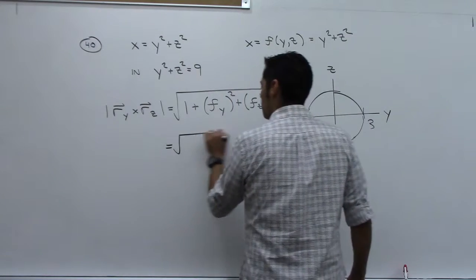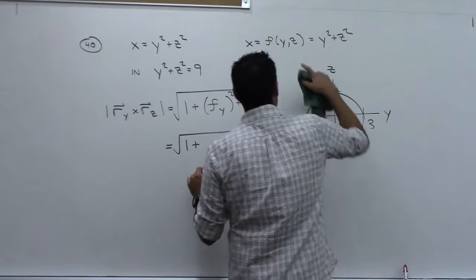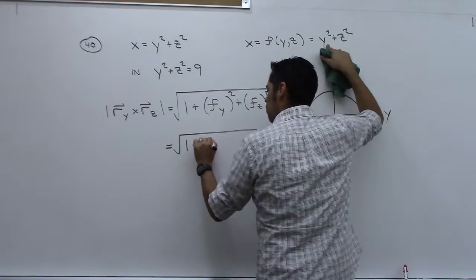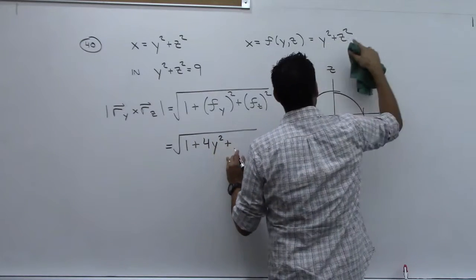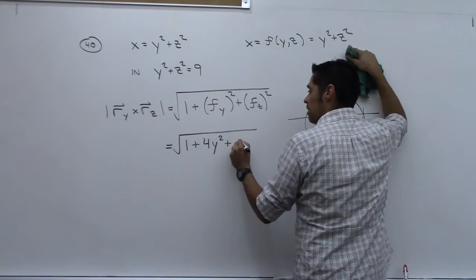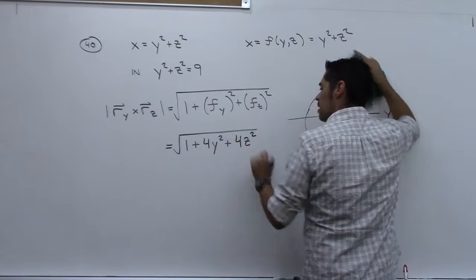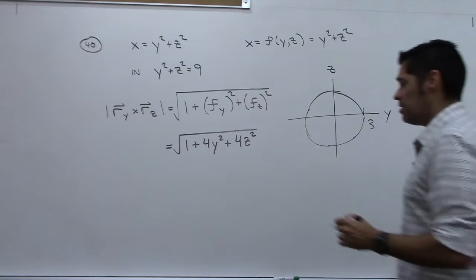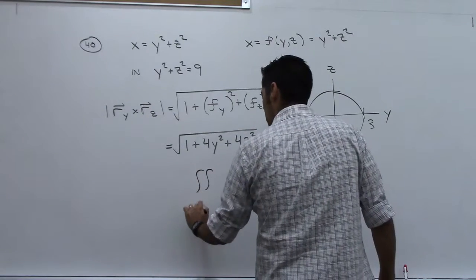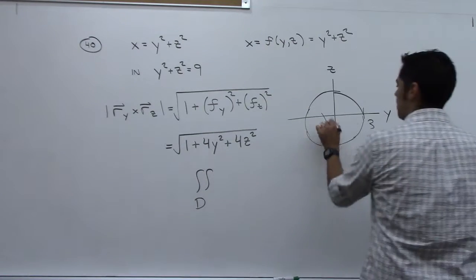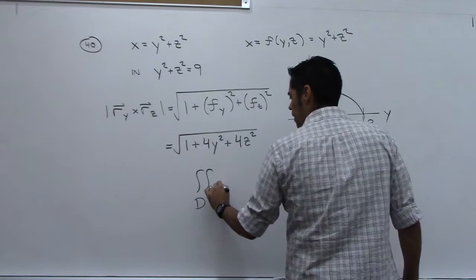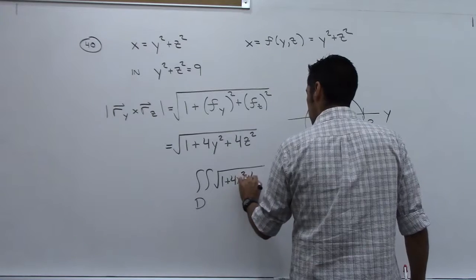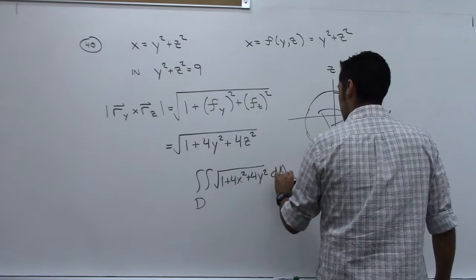This is going to be the square root of 1 plus, the derivative of this with respect to y is 2y, but then I'm going to square it, so 4y squared, plus the derivative of this with respect to z is 2z, but then I square it, so 4z squared. And I'm done with my cross. So I just need to find the double integral over the region D, which by the way is this thing, of the square root of 1 plus 4x squared plus 4y squared dA.